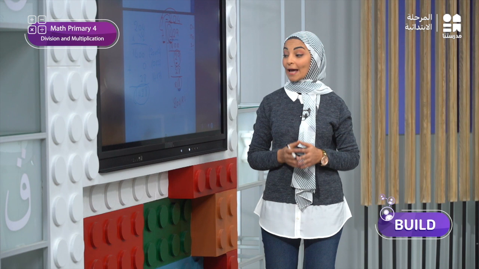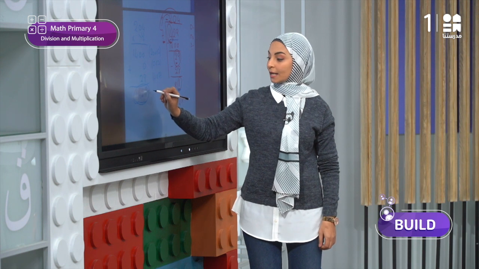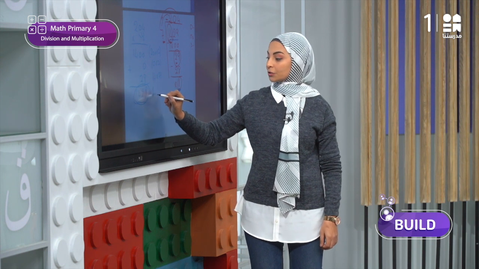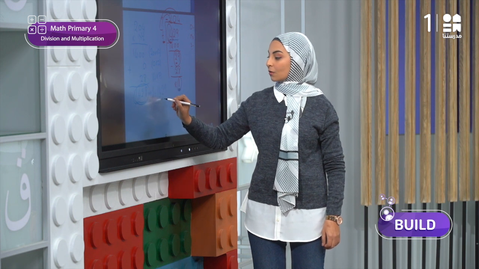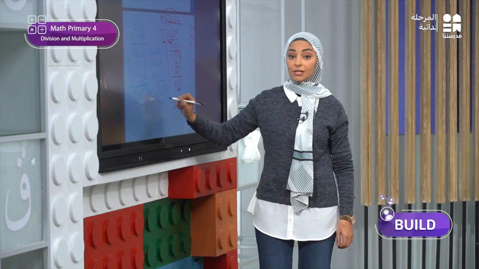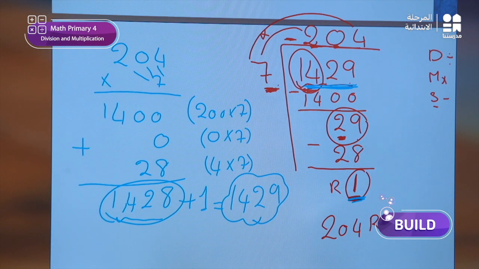Yes, I must add this remainder to the product. So I will add 1428 plus 1, which is the remainder. So my answer will be 1429. This is my final answer, and it is the same as the dividend I have.